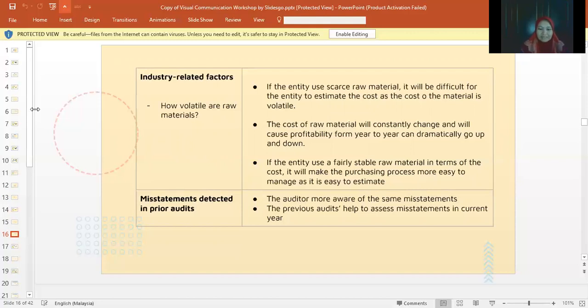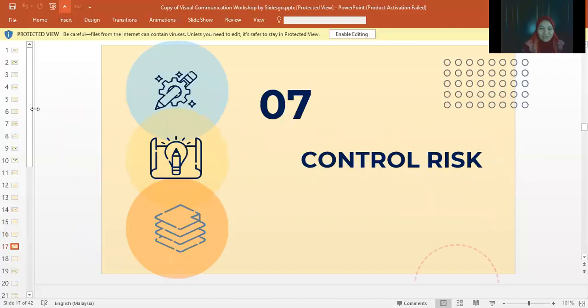And the last, for inherent risk, is misstatements detected in prior audits. The auditor may be more aware of the same misstatements, and the previous audits help to assess misstatements in the current year. So the next is control risk.